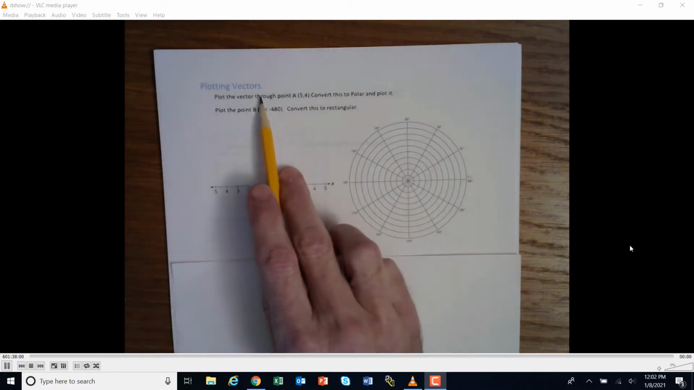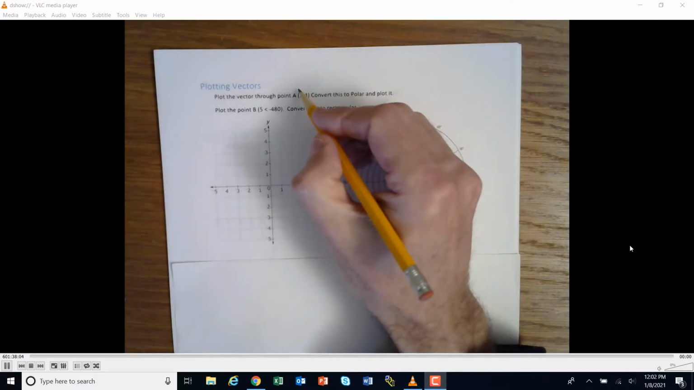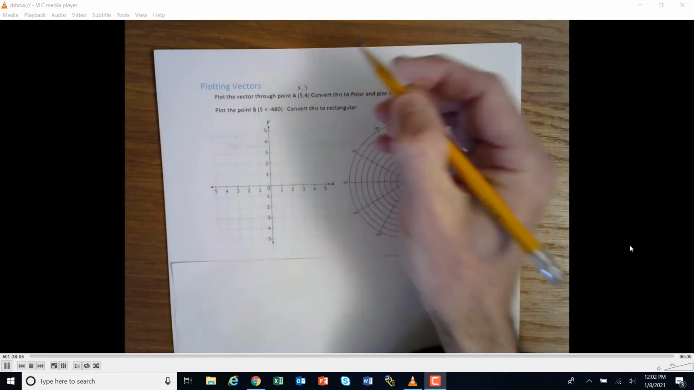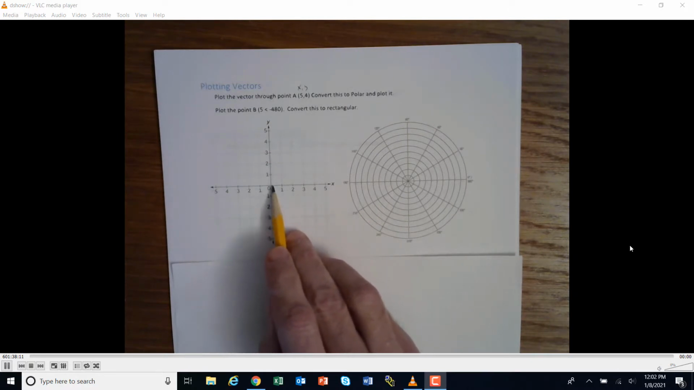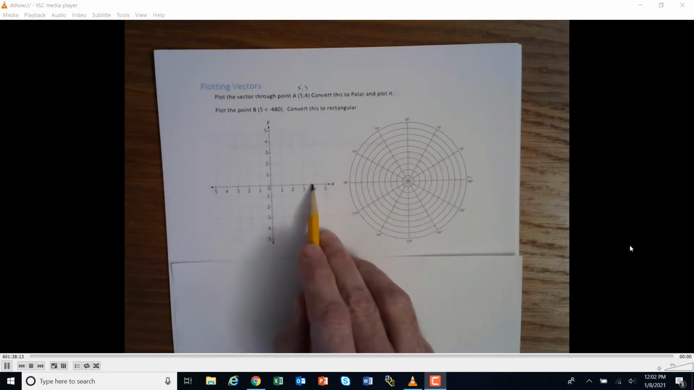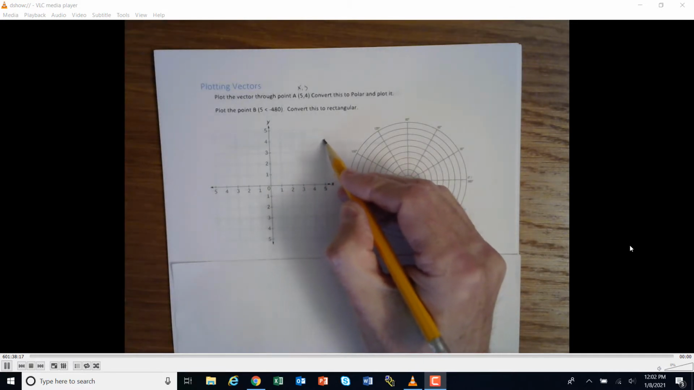So plot the vector through the point 5, 4. So remember, this is x, y. That's pretty easy on our Cartesian or rectangular coordinates. We're going 5: 1, 2, 3, 4, 5, and then 4: 1, 2, 3, 4. So our point is going to be right there, okay?